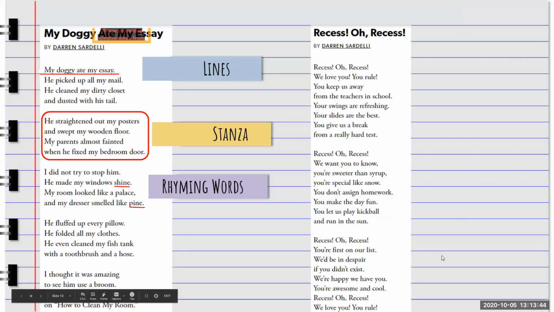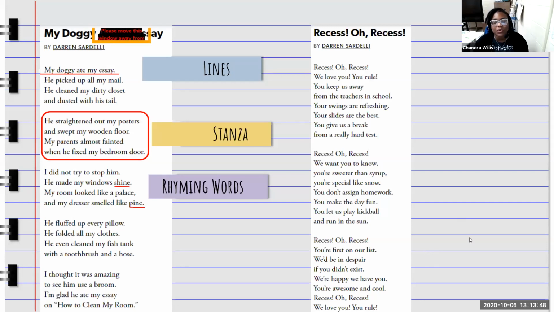Recess. Recess was the topic. That's what it was about. Did you guys notice how Miss Willis read the poem? Did you all notice how I read the poem? I read it in kind of a sing-song voice, right? Sometimes that's how poems are read. That's rhythm, right? That's rhythm.